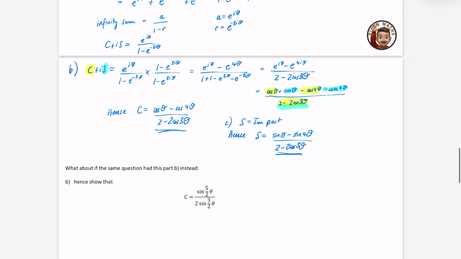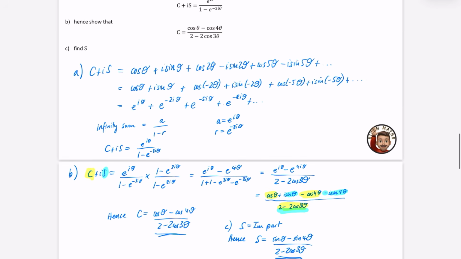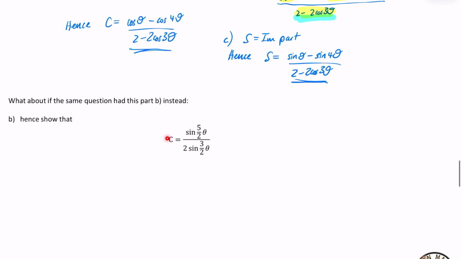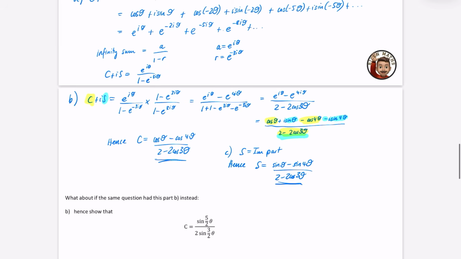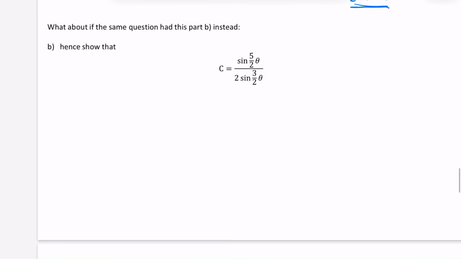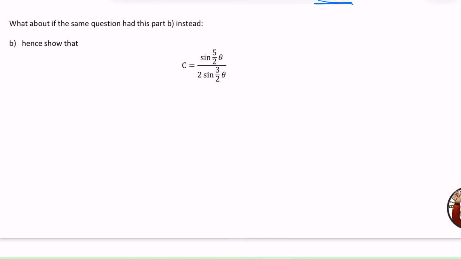Last thing on this kind of thing, what about if the same question had this part B instead? So instead of saying show that C is equal to this expression, if it said show that C is equal to this other expression, what would we be looking at doing instead? Look at what's happened to the angle. The angle has been halved. We've got something with a 3 and it's now a 3 over 2. This seems like they would be encouraging us to use the phase factor. I haven't seen a question like this, but I think it's worth thinking about how these things could play out.